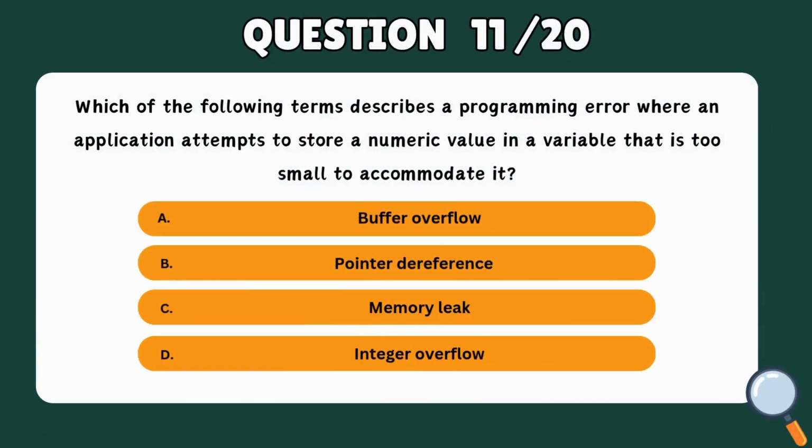Question 11. Which of the following terms describes a programming error where an application attempts to store a numeric value in a variable that is too small to accommodate it? A. Buffer overflow. B. Pointer dereference. C. Memory leak. D. Integer overflow. Correct answer: D. Integer overflow.